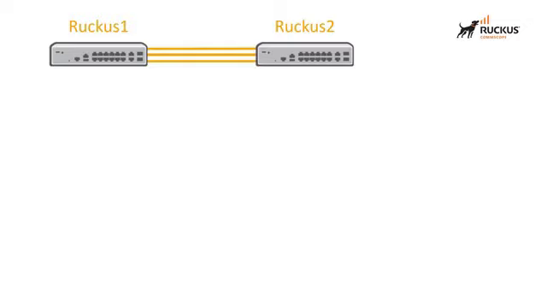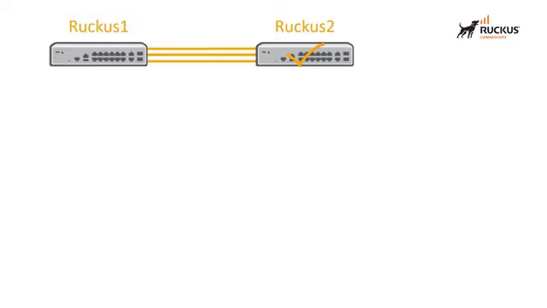For the purposes of this demonstration, the configuration on the Ruckus 2 switch has already been completed. It is configured as a dynamic lag with all the proper ports on that side. However, we don't have any of the configuration on Ruckus 1, so that's what we need to do today.